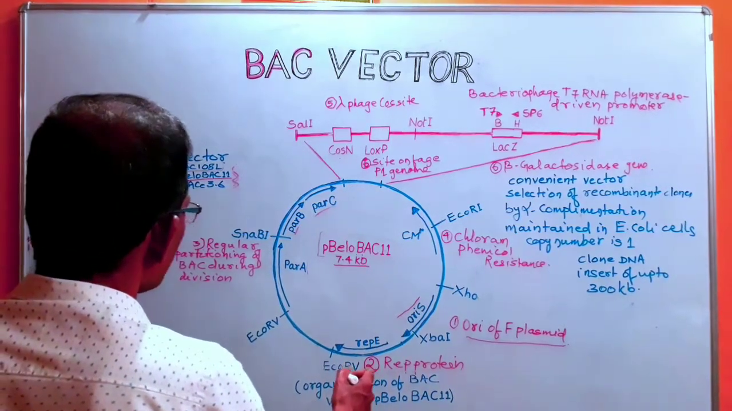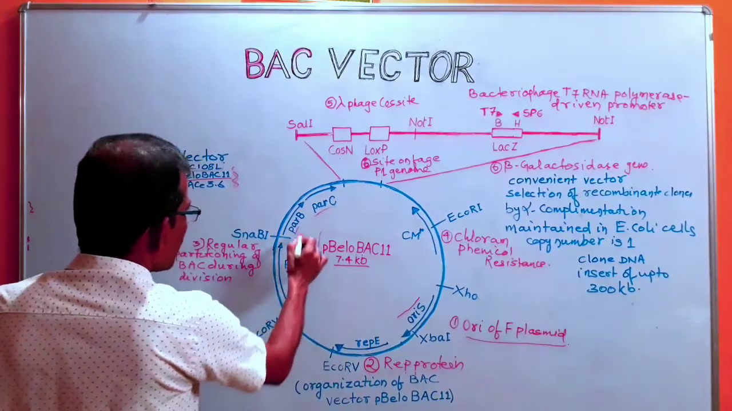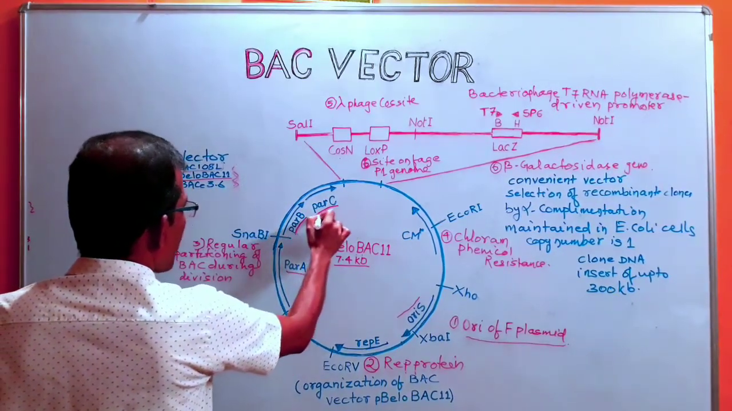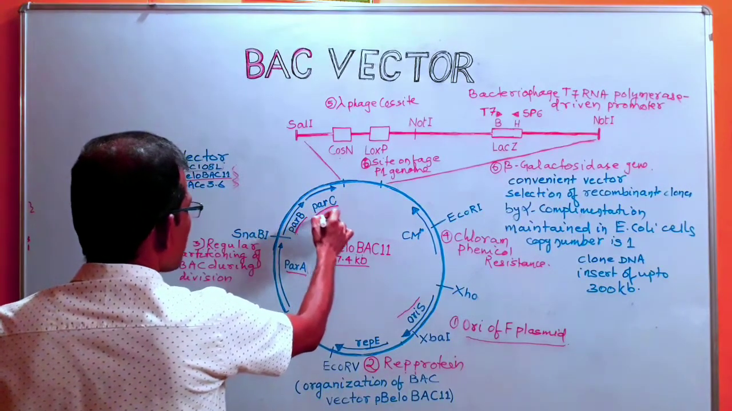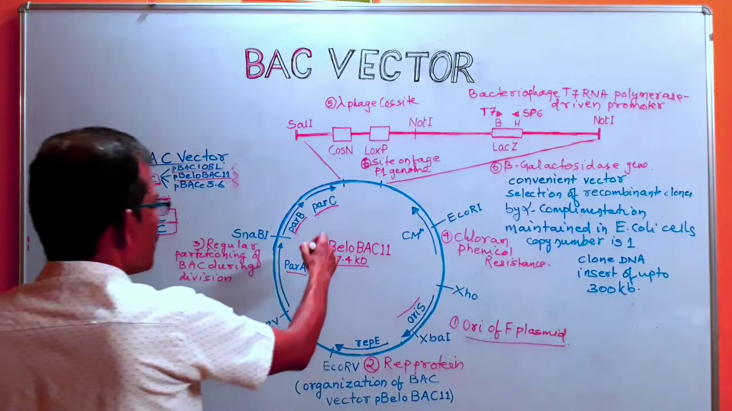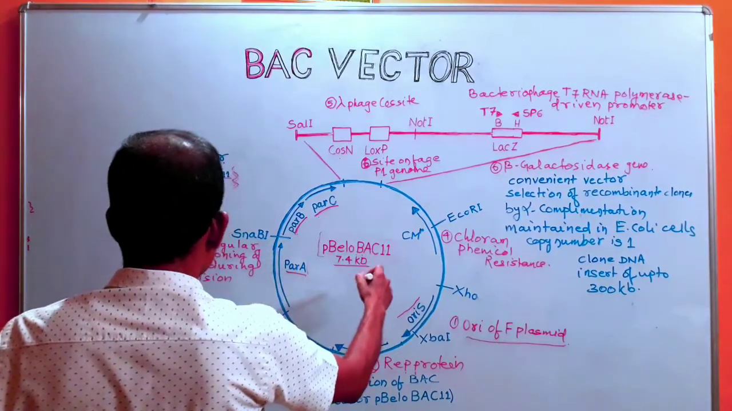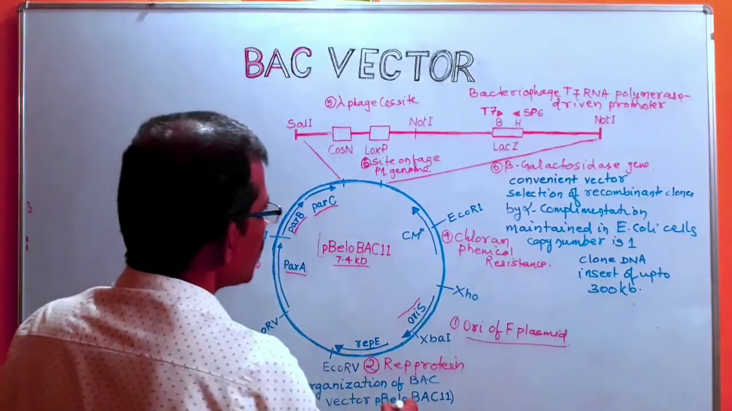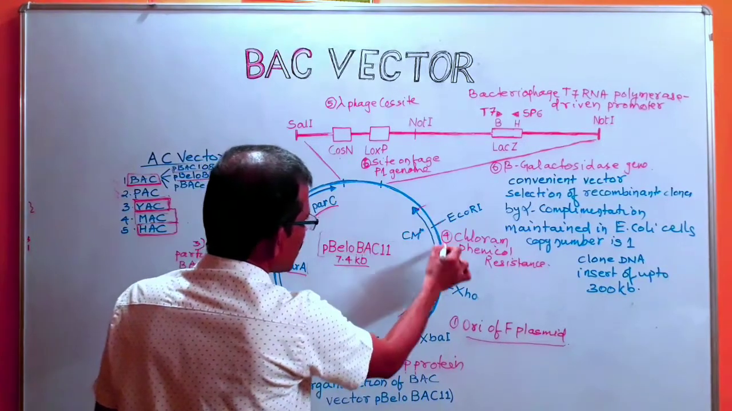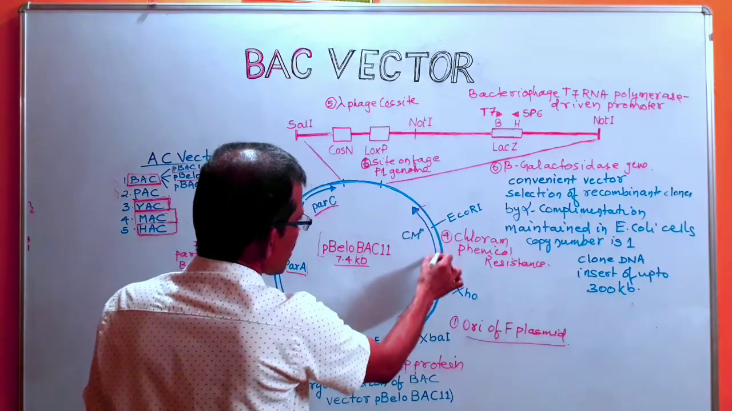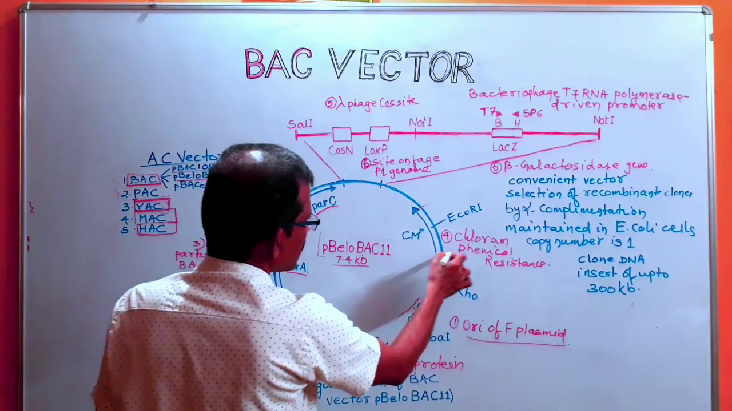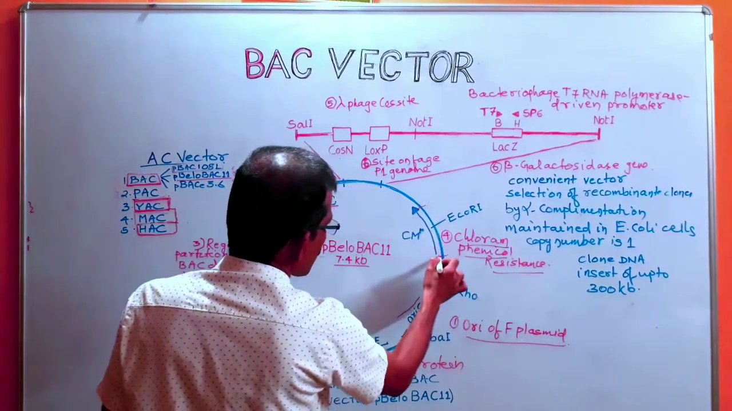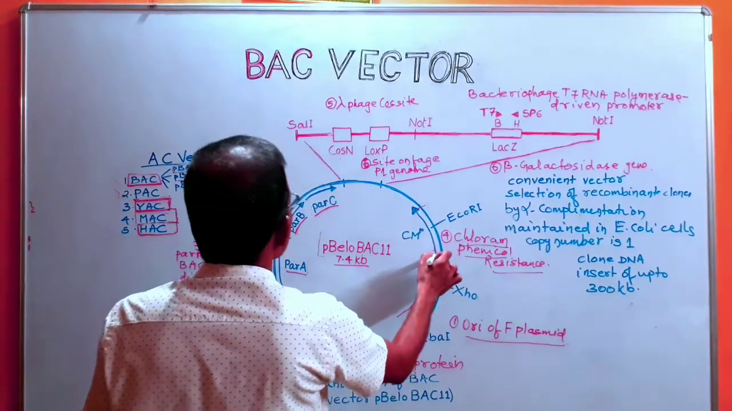The third functional modules are parA, parB and parC. ParA, parB and parC are necessary for regular partitioning of BAC during cell division or during division of bacteria. Fourth functional module is an antibiotic resistance gene. This is the antibiotic resistance gene known as chloramphenicol resistance gene.